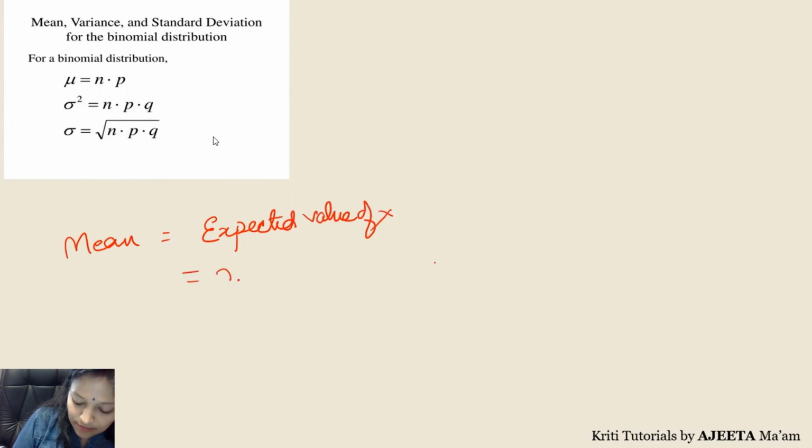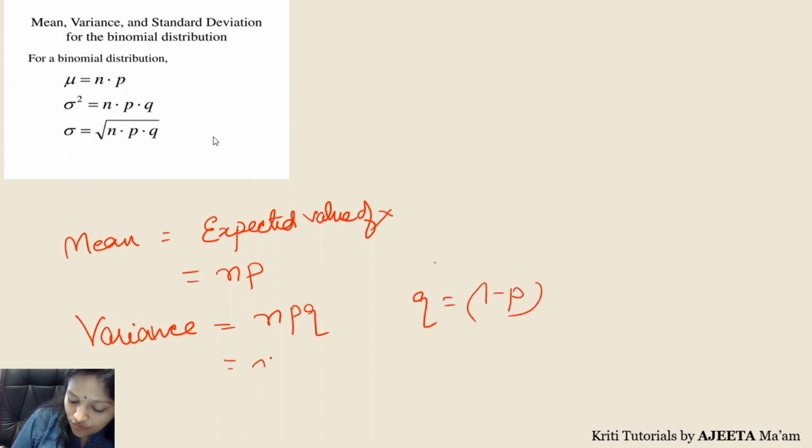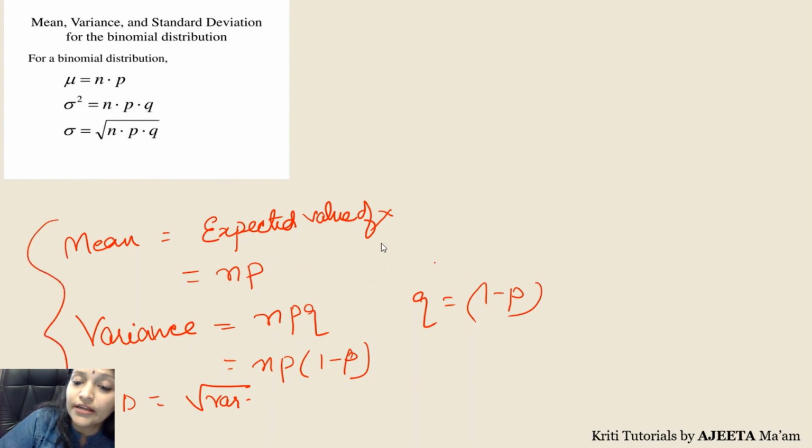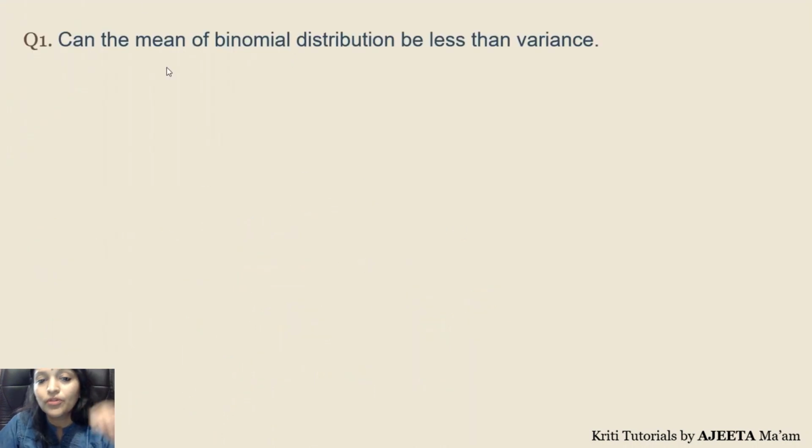Just remember that mean is also known as the expected value of x. Variance is npq, where q is 1 minus p, so this formula can also be written as np into 1 minus p. And standard deviation is always the square root of variance. Just important relations that we have. Now, let's move on with a few questions which are very important.